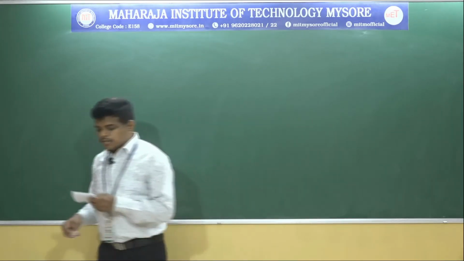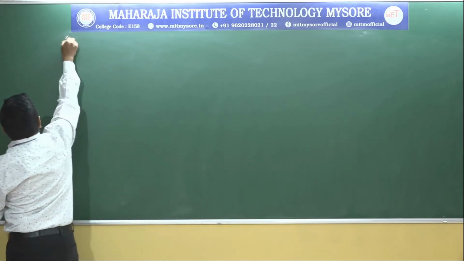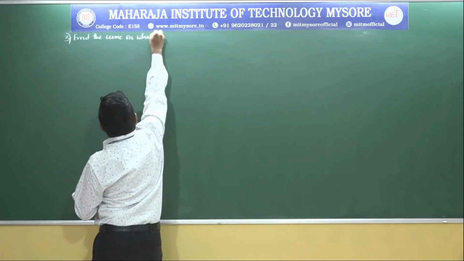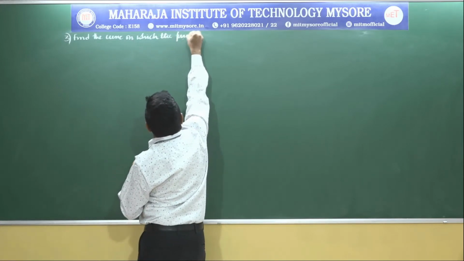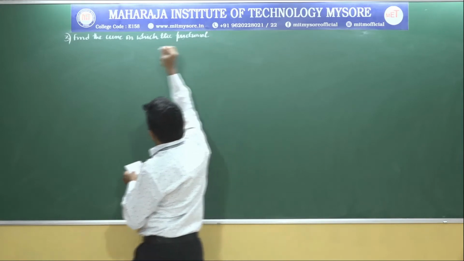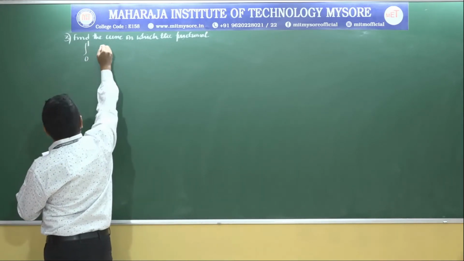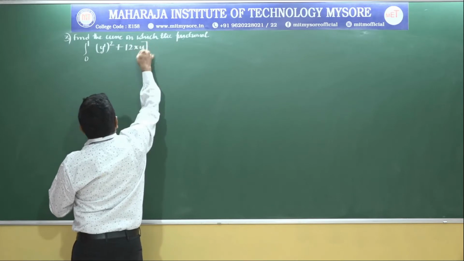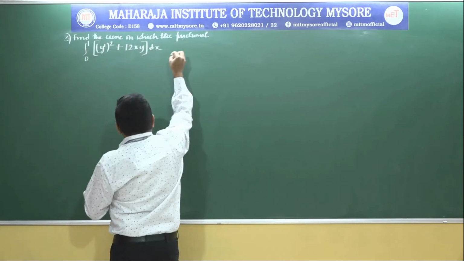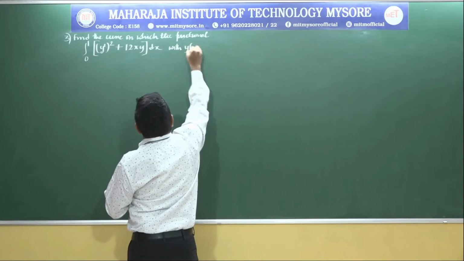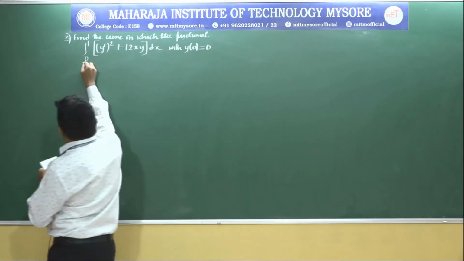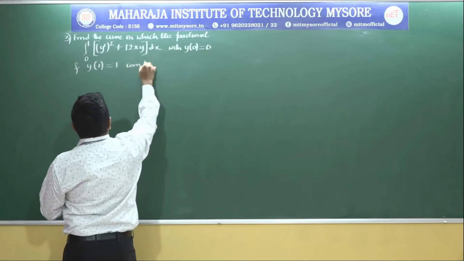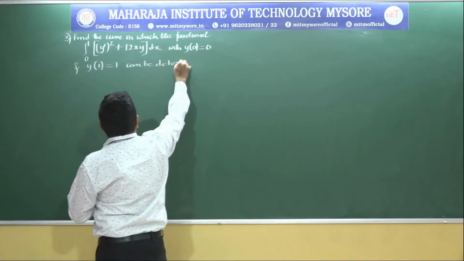Okay, now we shall pass on to the next problem, that is problem number 3. Find the curve on which the functional, x running from 0 to 1, y dash whole square plus 12xy into dx, with the condition y of 0 equals 0 and y of 1 equals 1, can be determined.